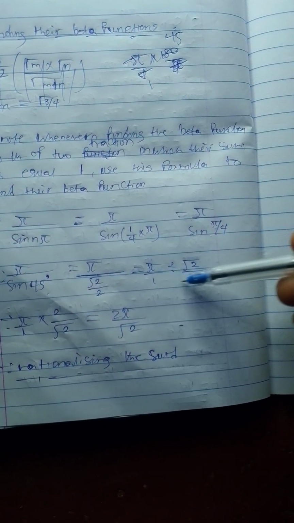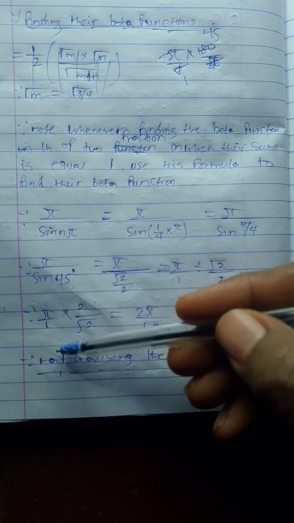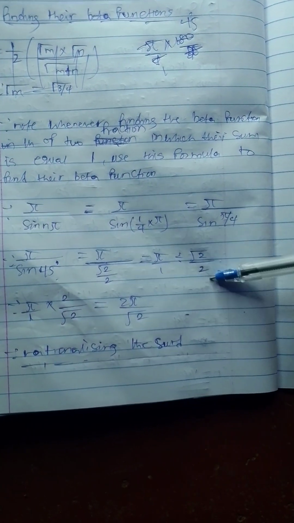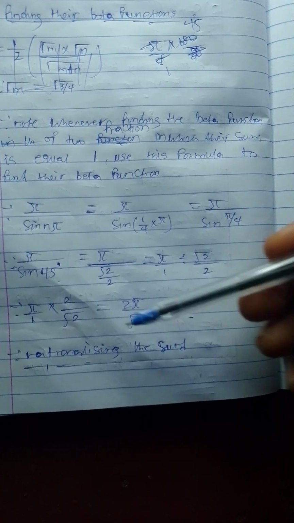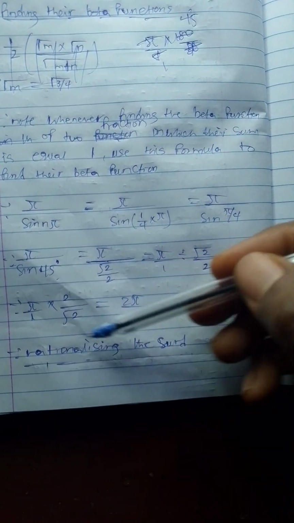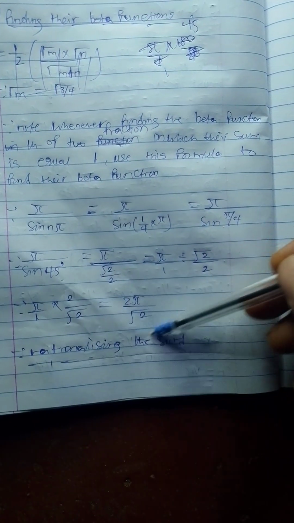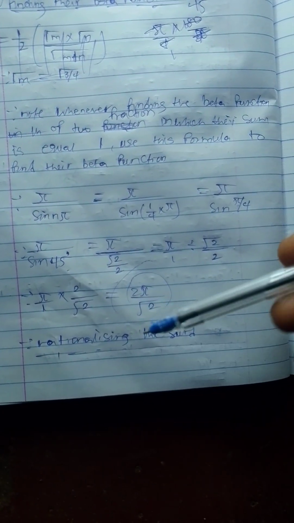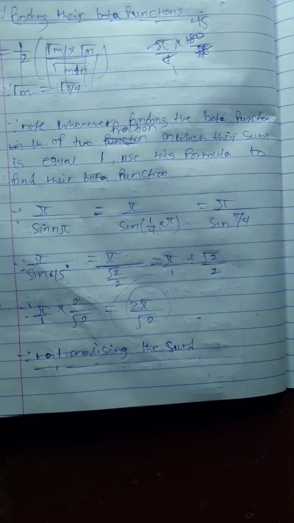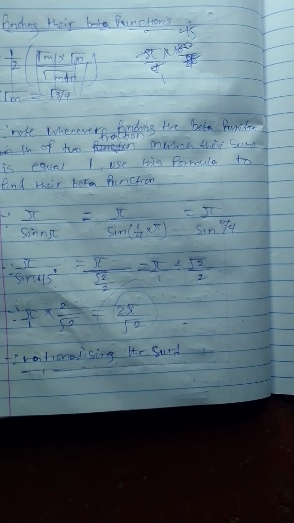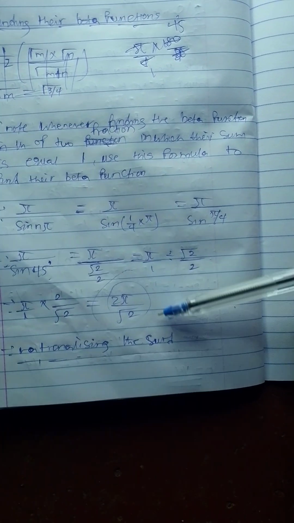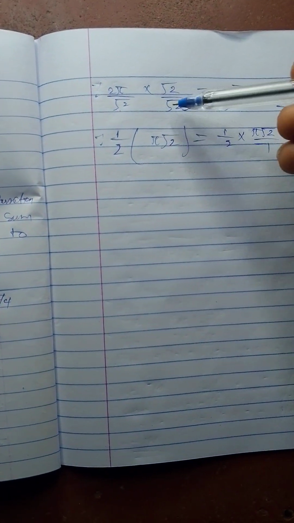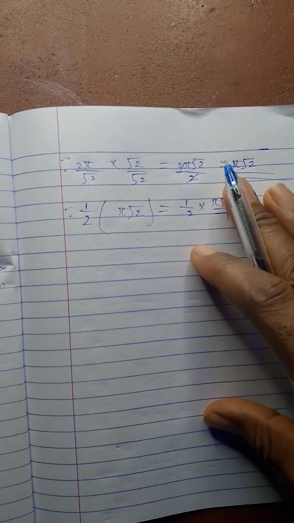So which is equal to what? You know that becomes pi divided by square root of 2 over 2, which is pi over 1 times, this goes up, this comes down, 2 over square root of 2. So which is equal to 2 pi over square root of 2. Now you cannot leave this like this, so I have to rationalize this. Rationalizing is simply multiplying by the value of the denominator. So I multiply both the numerator and the denominator by square root of 2. So that becomes 2 pi over square root of 2 times square root of 2 over square root of 2. Okay, that's how you rationalize.